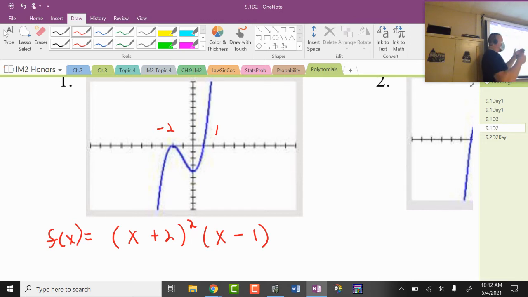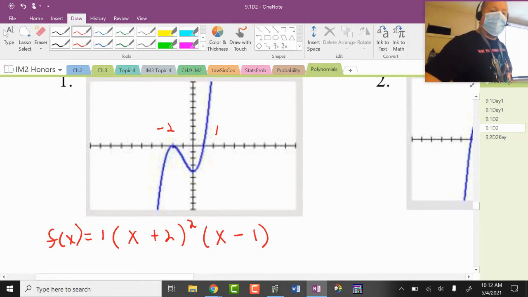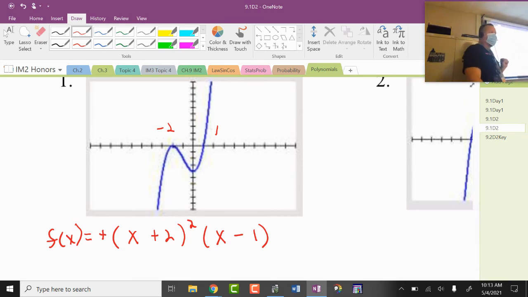Which one would be more correct, the 7 or the -1 that matches this picture? 7. Why? It has to be a what leading coefficient? Positive. So maybe what you might do is just put a positive there, just so you're noting that. I mean, you don't have to, but just noting that this is a positive leading coefficient. So this is what would end up happening with this.